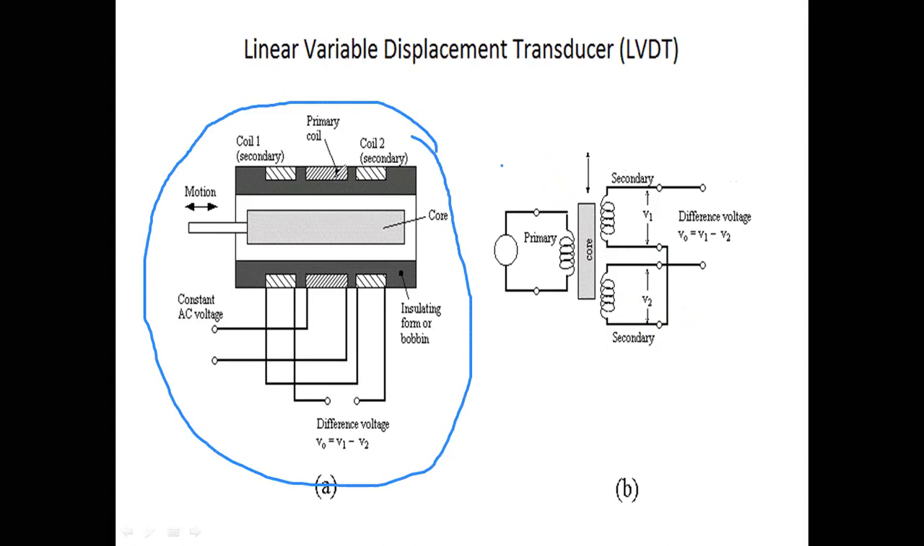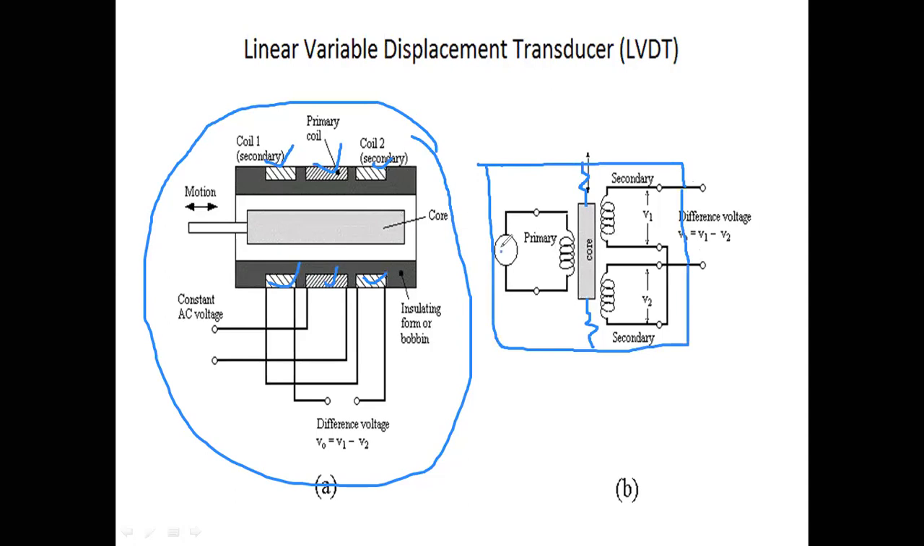So this is the primary coil, and these two are secondary coils. In between, the core is suspended through springs. And there will be a housing like this.